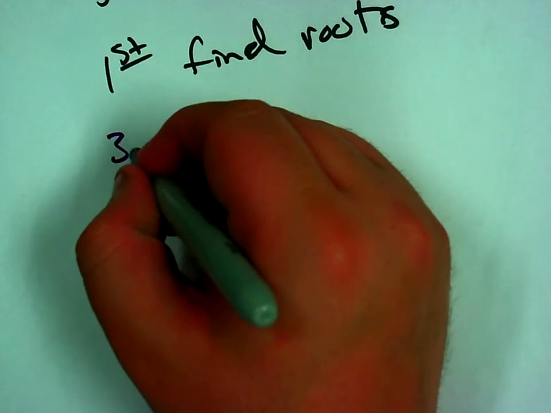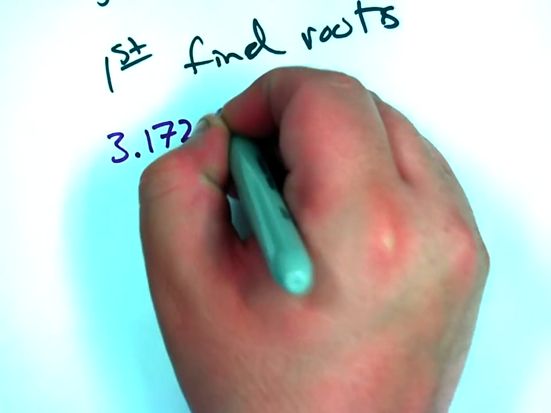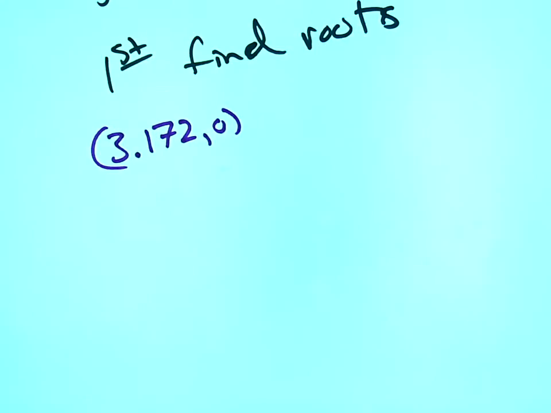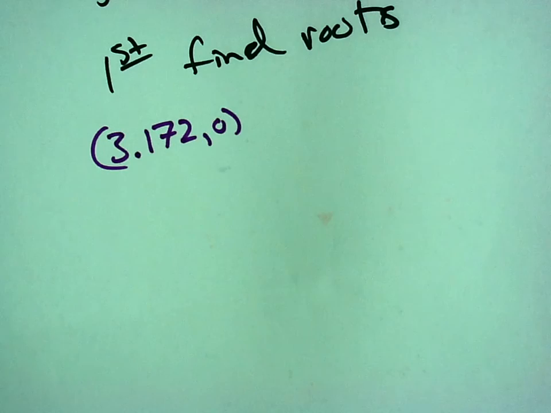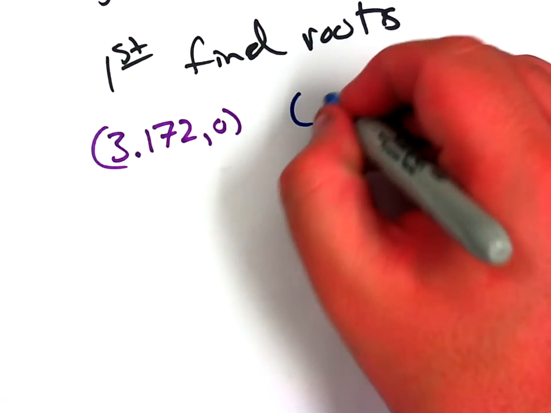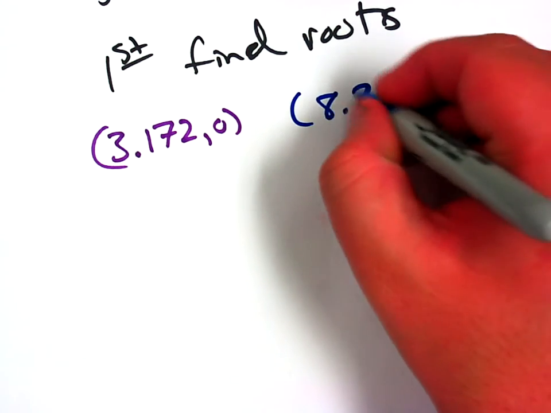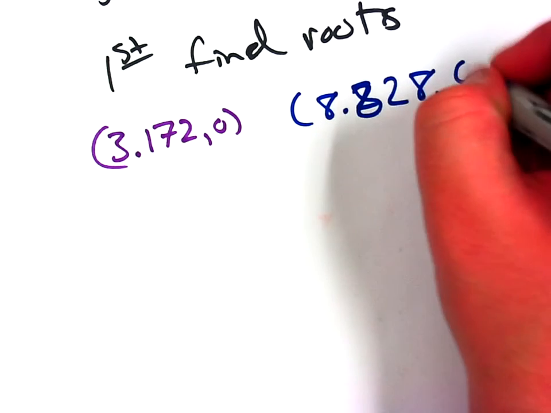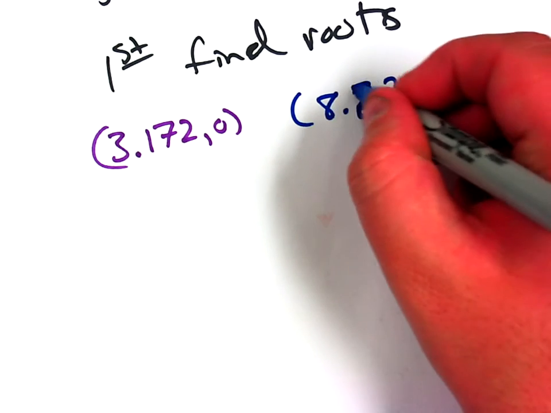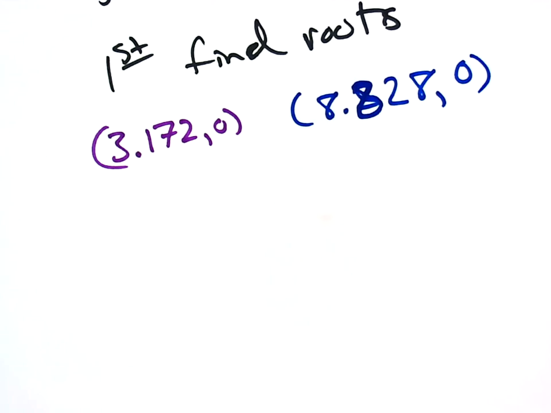My zeros are 3.172, 0, and 8.828, 0. Those are my zeros, 3.172, 0 and 8.828, 0. Okay.